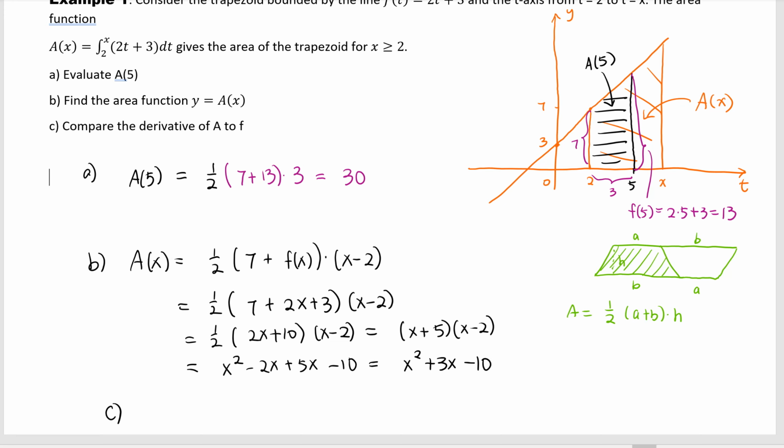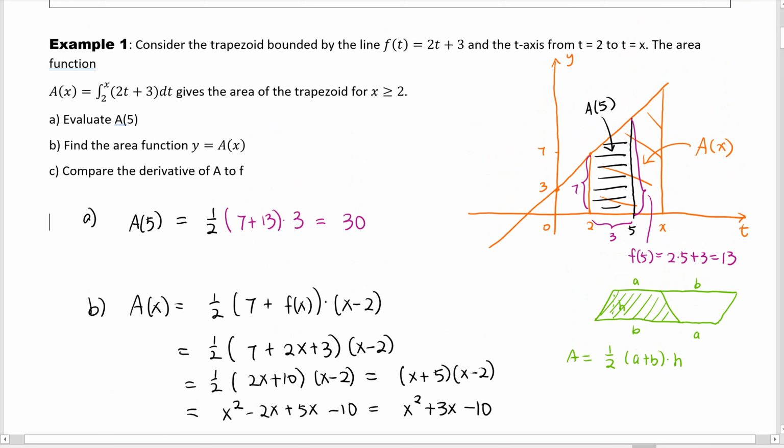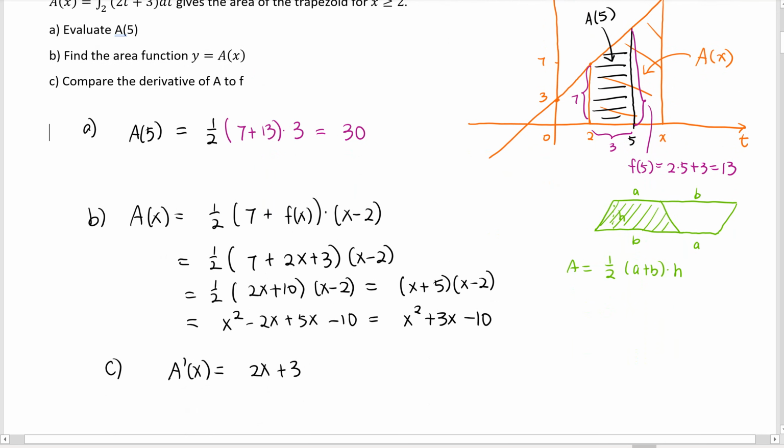Part C, we want to compare the derivative of A to f. What's the derivative of A? Derivative of x squared is 2x. Derivative of 3x is 3. Derivative of constant 10 is 0. Now compare this guy to f of t. Well, f of t is 2t plus 3. So 2x plus 3 is actually f of x. Wow. The derivative of the area function is actually f when we plug in x.